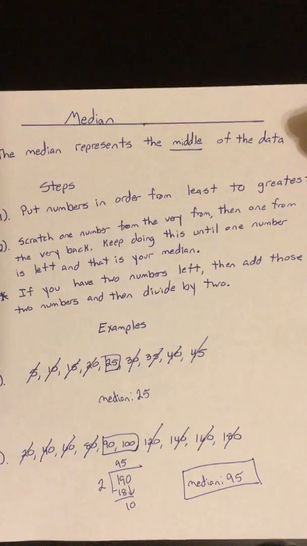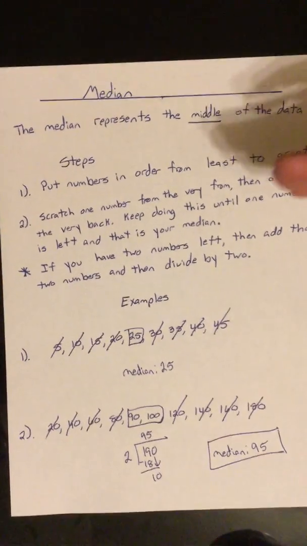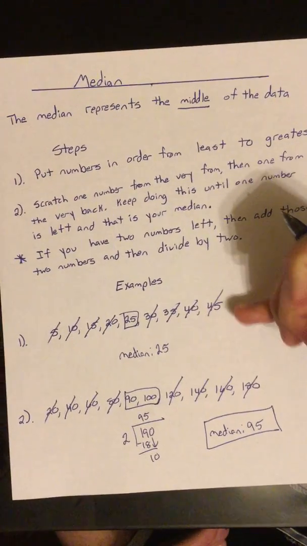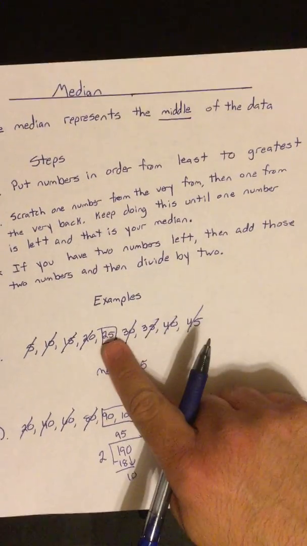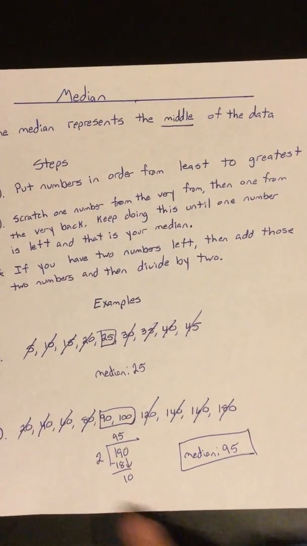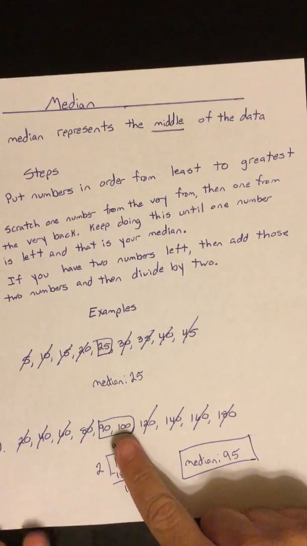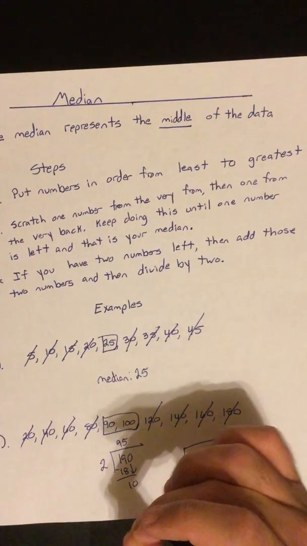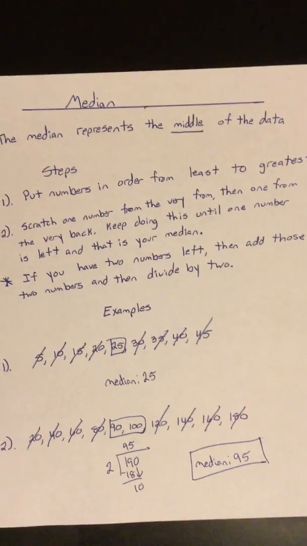So again, nice and simple. Put the numbers in order from least to greatest. Scratch one off the front, one off the back. If you have an odd amount of numbers, you will have exactly one median. If you have an even amount of numbers, you will have 2 medians in which you add those 2 numbers and then divide by 2 to get your final median.